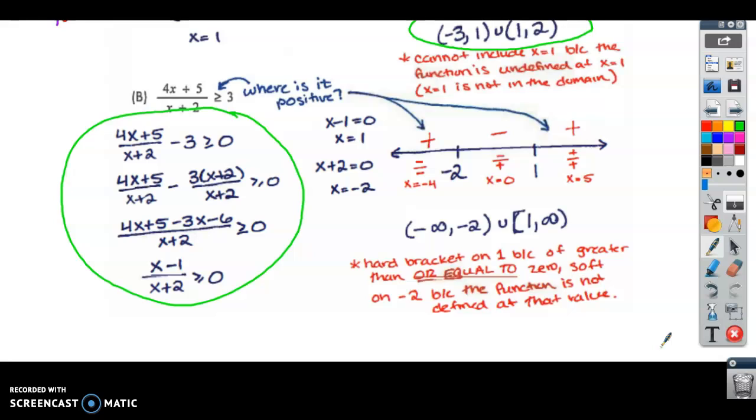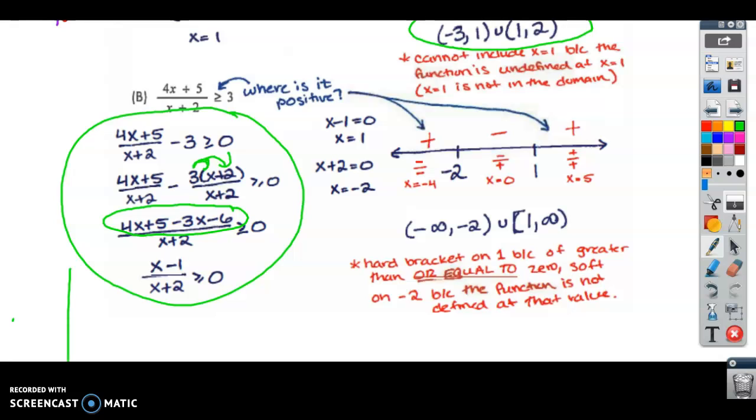All right, so if I go ahead, I've got 2 fractions. I've got to make the denominator the same. So I go ahead and do that. Multiply 3 by x plus 2 over x plus 2. And then I distribute the 3 using my algebra skills. And then combine the like terms, I end up with x minus 1 over x plus 2.